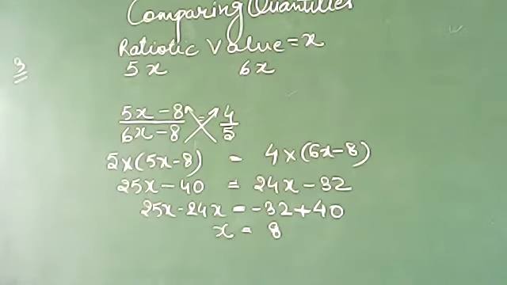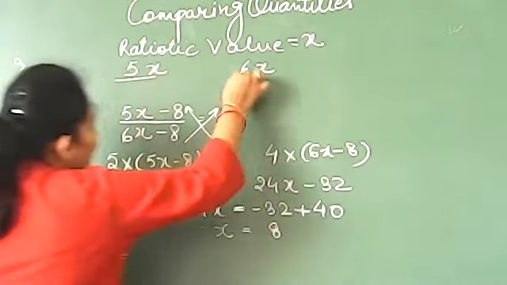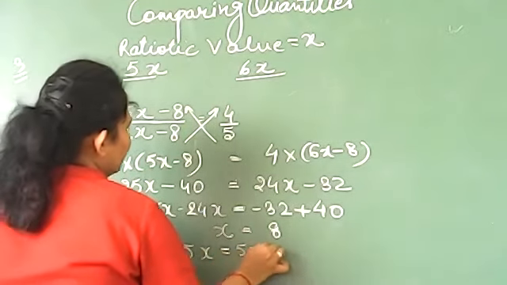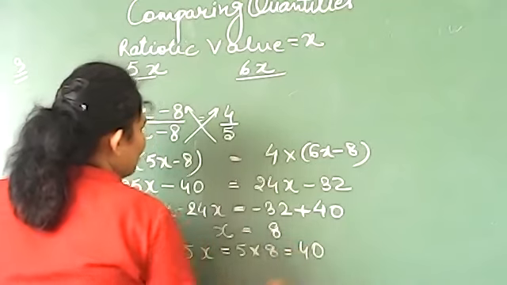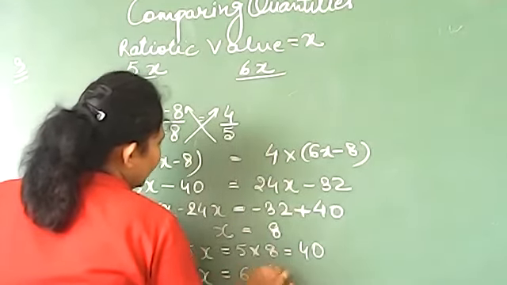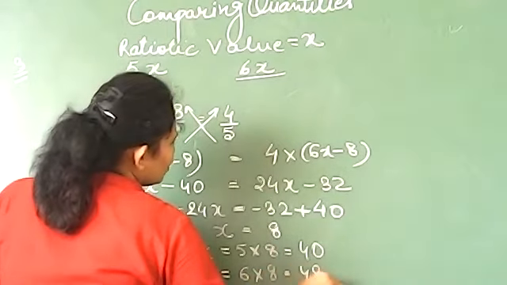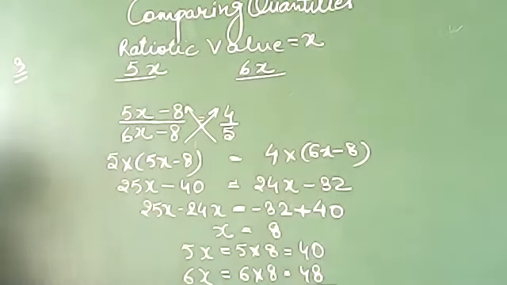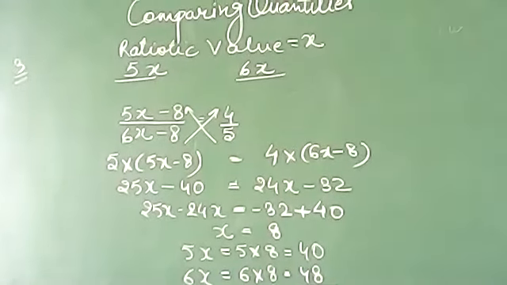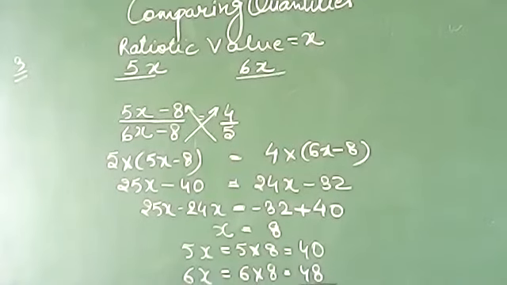So the value of x we got is 8, and our numbers were 5x and 6x. So one of the numbers is 5x, it means 5 into 8, which will give you 40. Another number is 6x, which is 6 into 8, which will give you 48. So the numbers are 40 and 48 in the answer. Now this was all about question number 3.